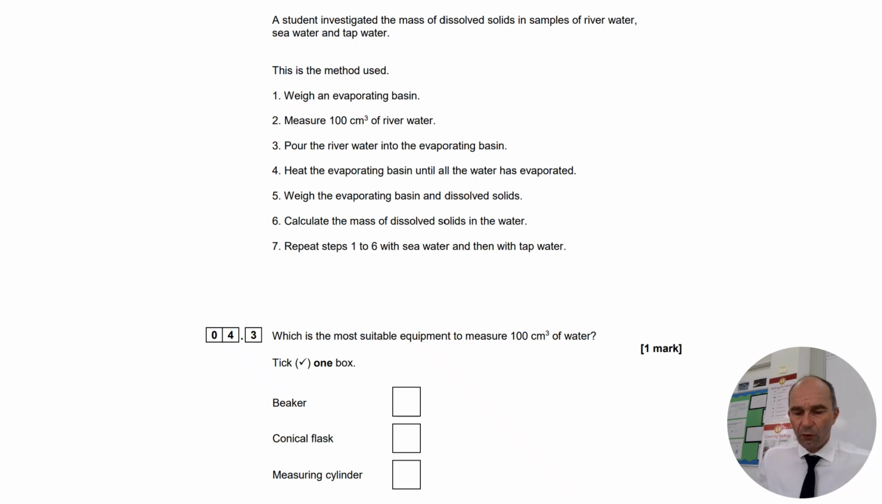Okay, so for question 4.3, we're now into one of the required practicals here, and we're investigating the mass of dissolved solids in samples of river water, seawater, and tap water. So you've got the whole method there, which you need to read through. Now, question 4.3, which is the most suitable equipment to measure 100 cubic centimetres of water? We've got to tick one box. Well, which is the most suitable? Well, a measuring cylinder is going to give you the most accurate and precise answer on that one.